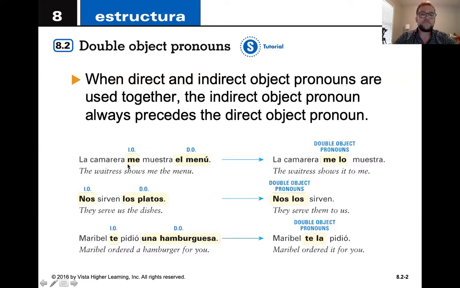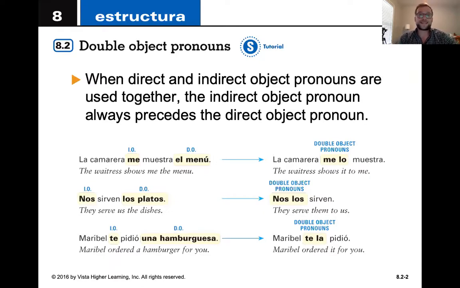La camarera me muestra el menú, okay? Now, this is not only an indirect object, but it's also an indirect object pronoun, right? Because if you wrote out the long form of this first sentence, la camarera me muestra el menú, it would be la camarera muestra el menú a mí, right? So what we have to do when we're looking at these sentences is ask those questions that help us identify which is the indirect object and which is the direct object, right? ¿Cuál es el objeto indirecto? ¿Cuál es el objeto directo?